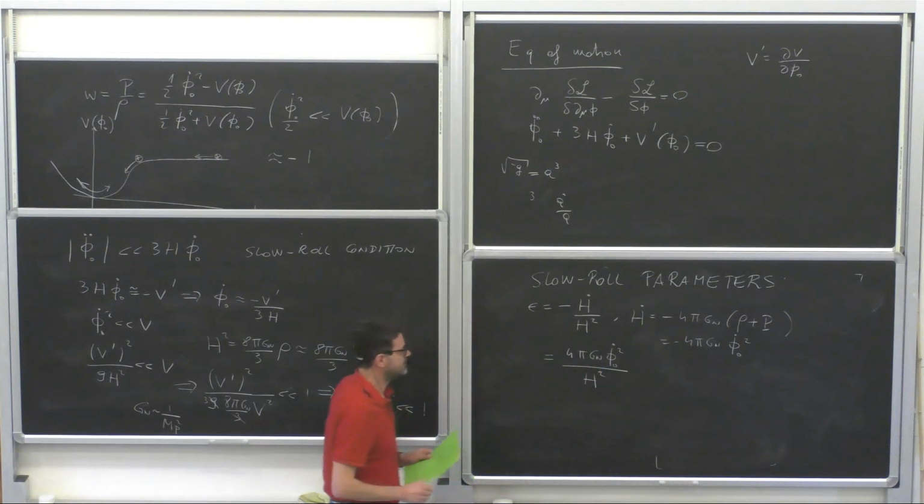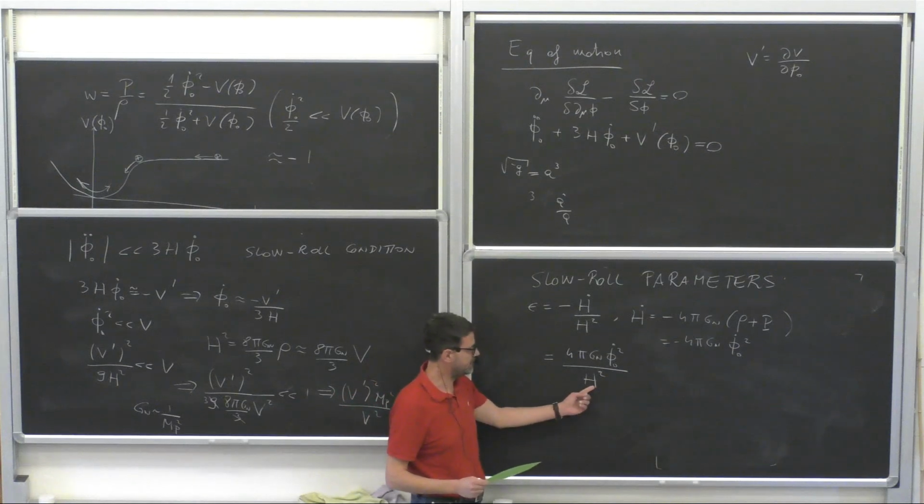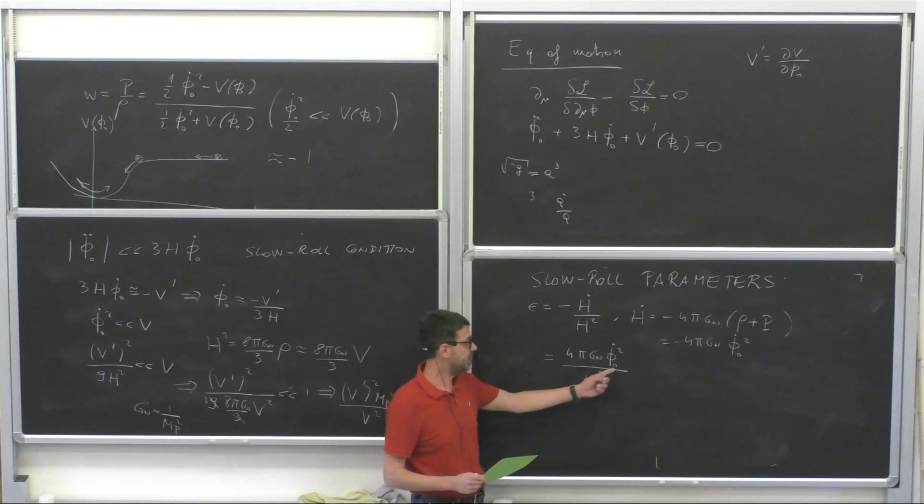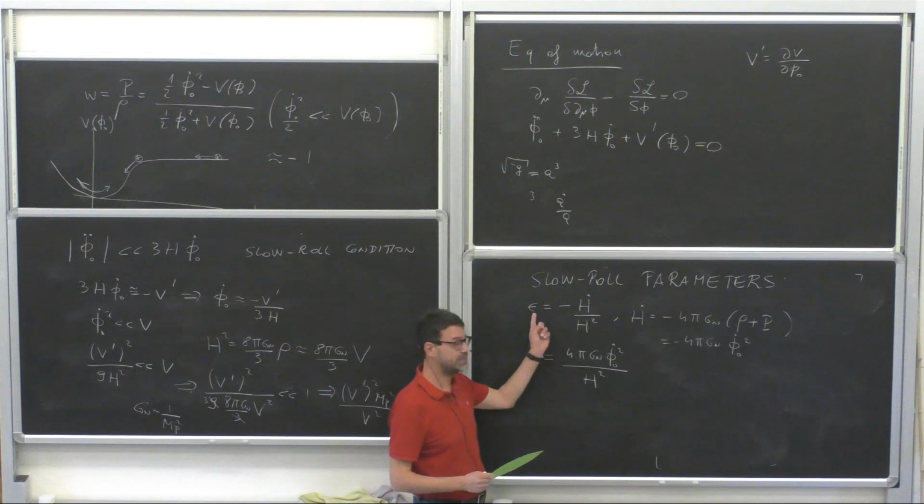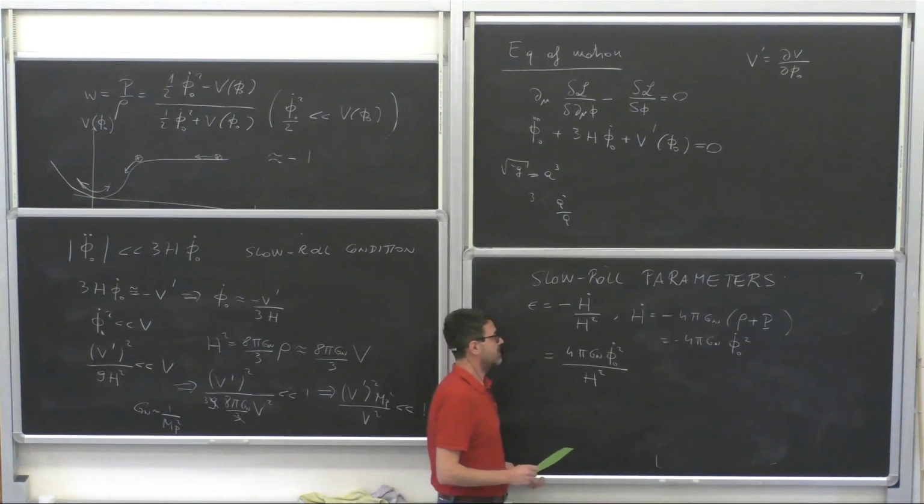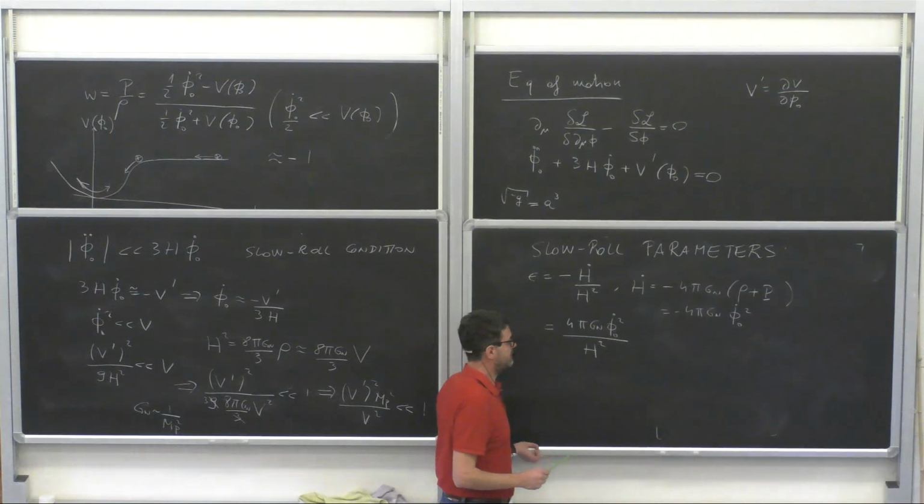And you see here, again, the slow-roll condition, because here h squared is dominated by v, the potential. Here you have the kinetic term, and this number has to be much less than unity. Okay? So as long as epsilon is less than unity, then everything is okay.